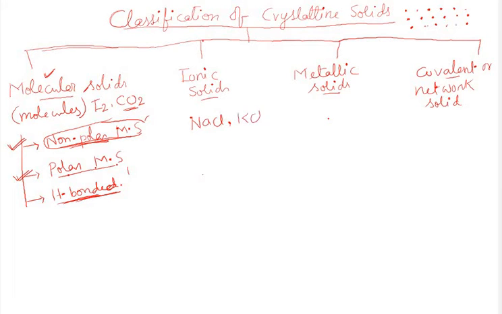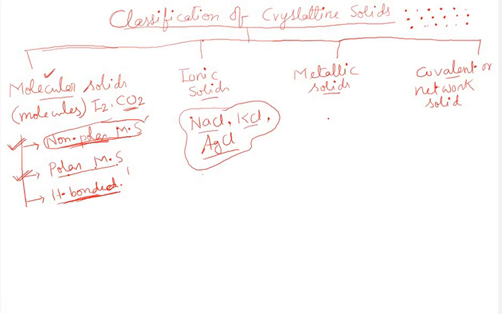KCl, AgCl. Okay, so all these are ionic solid. So here in ionic solid, what you can see is that the constituent particles are in the form of ions, that is cations and anions.